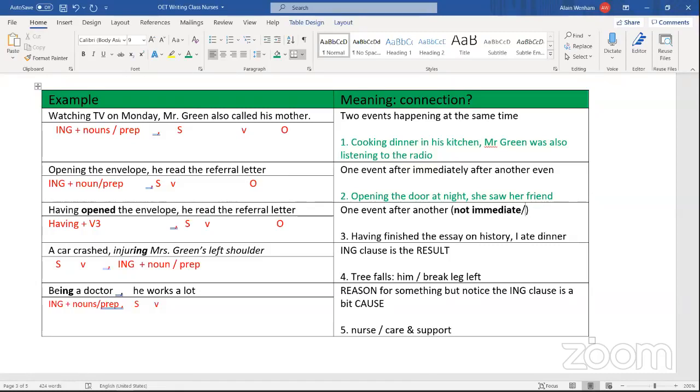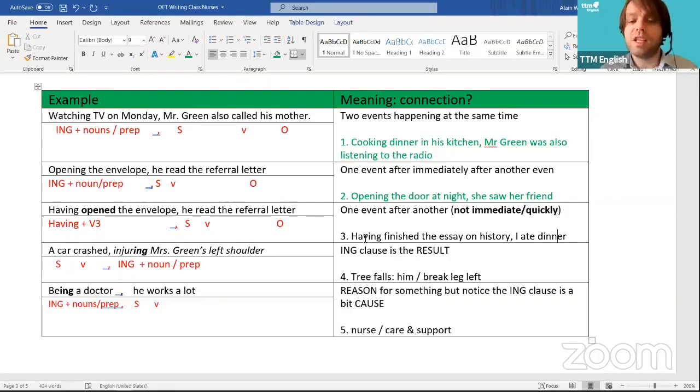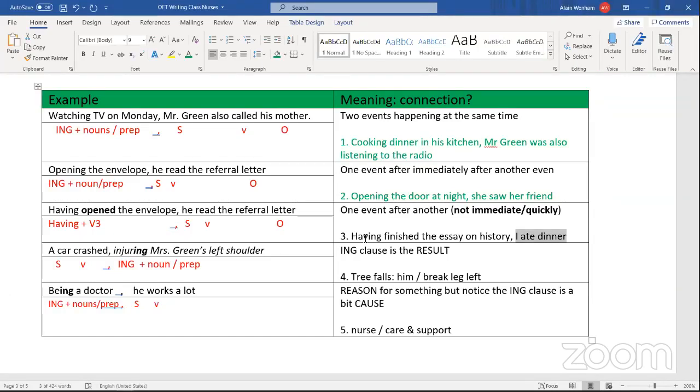What does immediate mean, guys? Come on, I asked this to Comfort as well. You all know it. It's something like quickly, right? Like quickly, yeah. So obviously, when you finish your essay, you're not going to eat dinner immediately afterwards. You're going to have to cook your dinner, right, or maybe sit down to the table or something. Okay, thank you very, very much for that.